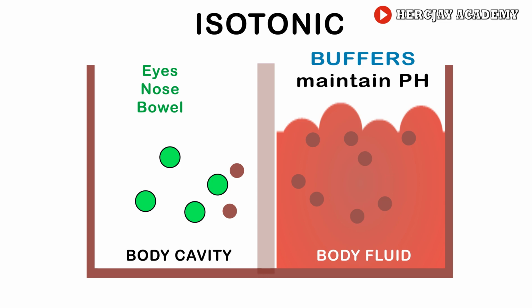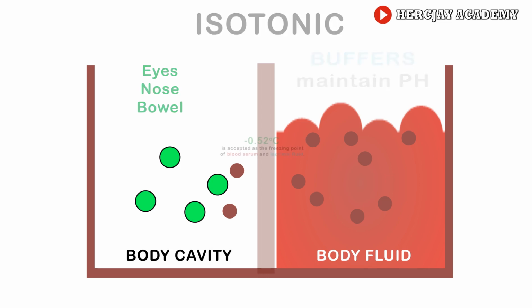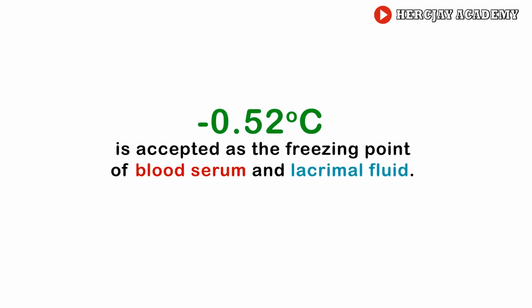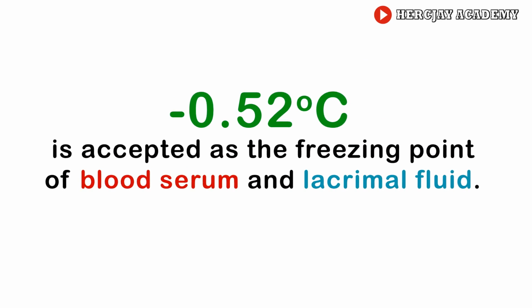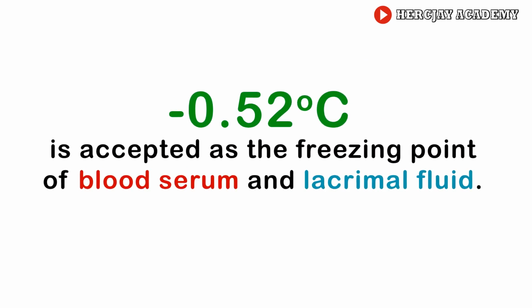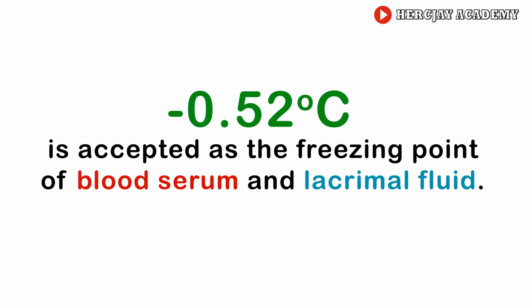There are some important facts and figures we must get used to in order to be able to solve any question on this topic. We will go over them now. Minus 0.52 degrees C is accepted as the freezing point of blood serum and lacrimal fluid. Hence, any solution that freezes at this temperature is assumed to be isotonic.